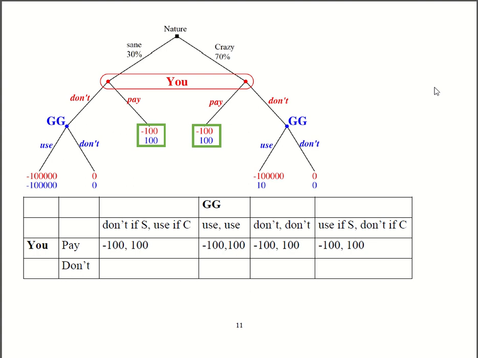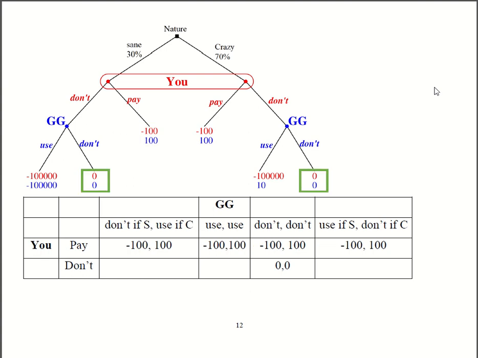Alright, filling in our next cell. I picked some more low-hanging fruit. So one strategy for Grenade Guy is to always play don't use no matter what. So the don't strategy. If that happens and you're playing don't pay, then either way the payoffs are going to be 0, 0, shown here in these green boxes. So you know this is going to be a 0, 0 payoff for both. That fills in that cell. So we've gone through just about all the easy ones. Now things get a bit trickier.